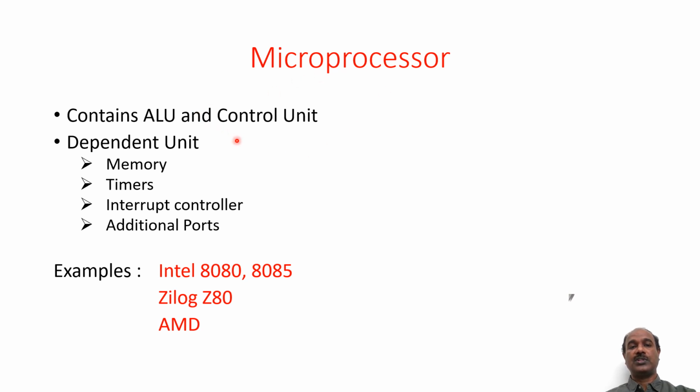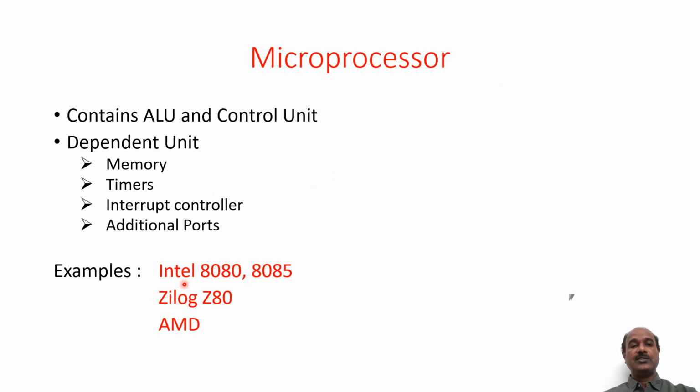So to this microprocessor IC, we have to add all these things: memory, timers, interrupt controllers. Then only it will become a functional unit and it can start controlling any of the embedded system. Okay, so the microprocessor can be used along with these circuits to control the embedded system. So which are the examples for microprocessor?